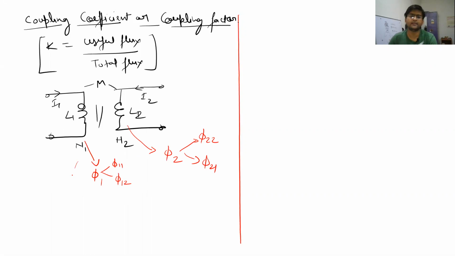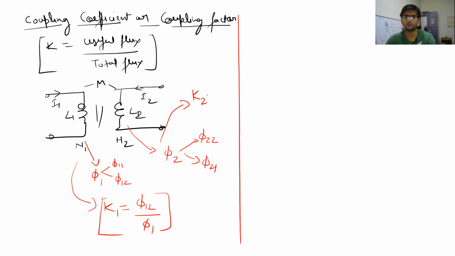So for the primary case, let me call its coupling coefficient K1. K1 will be the useful flux, which is phi12, divided by the total flux phi1. And similar to that, for the secondary case, let me call its coupling coefficient K2, and K2 will be phi21, which is the useful flux, divided by phi2, which is the total flux. So K1 is this and K2 is this. Now, for the same pair of coils, M12 and M21 were always the same for the same pair of coils.